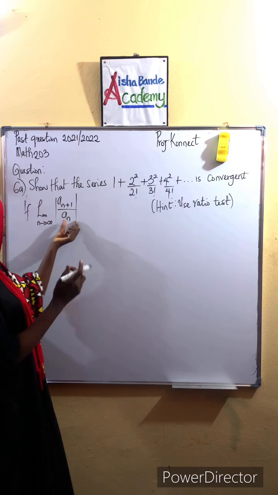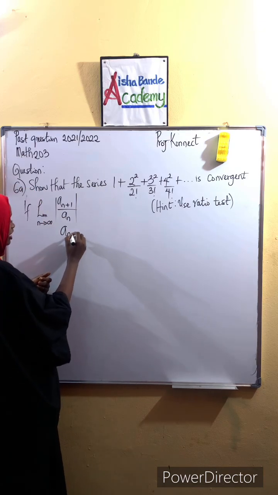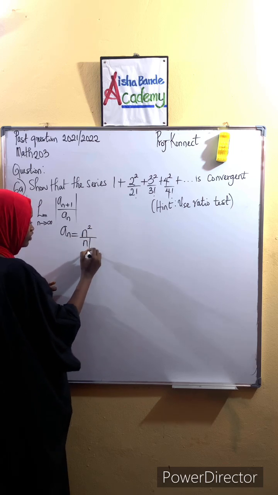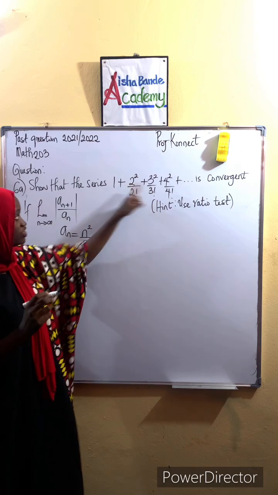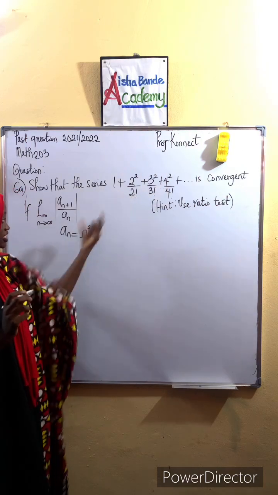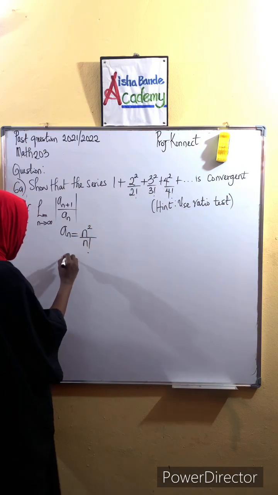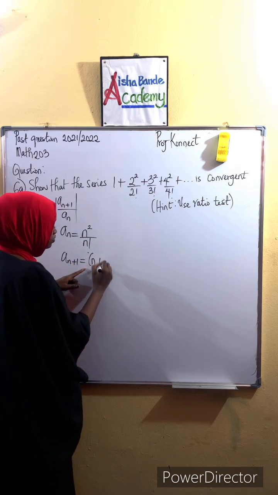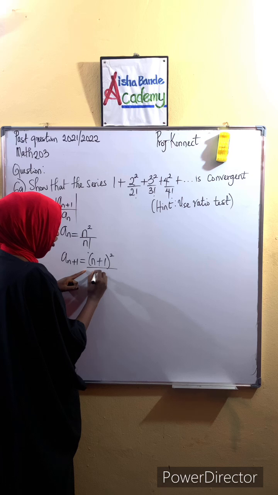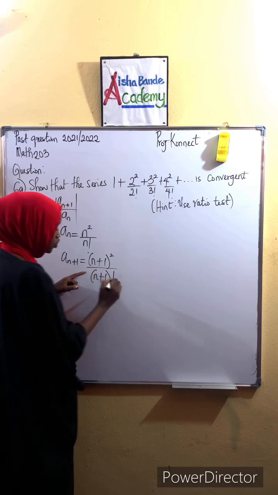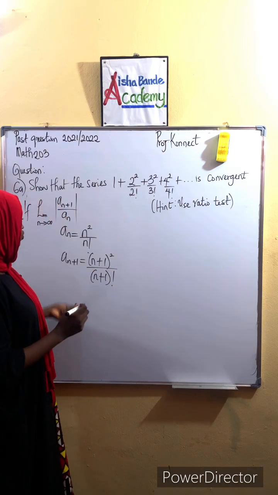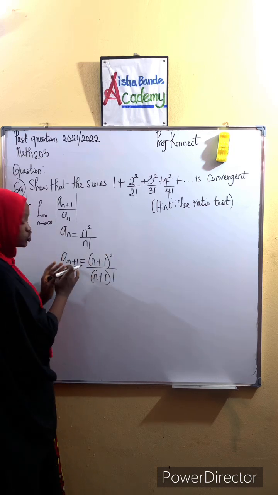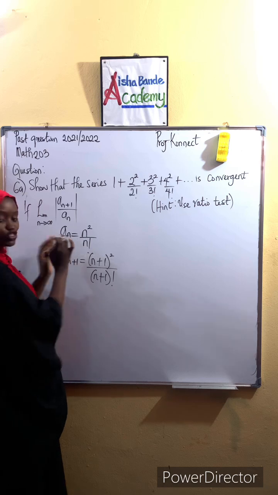So let's get the value for our a n from this question. We can see that a n is equal to n square over n factorial, where n can be any of these values we have here. So our a subscript n plus 1 is n plus 1 square all over n plus 1 factorial. From here, all we need to do is to divide a subscript n plus 1 by a subscript n.